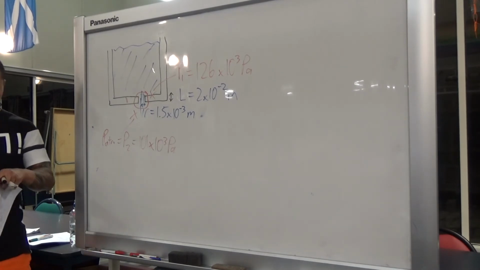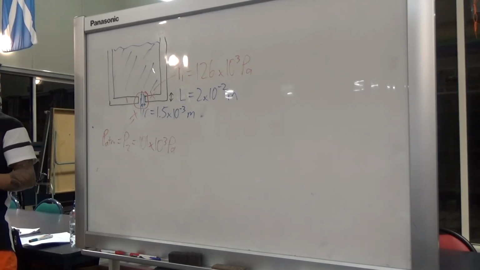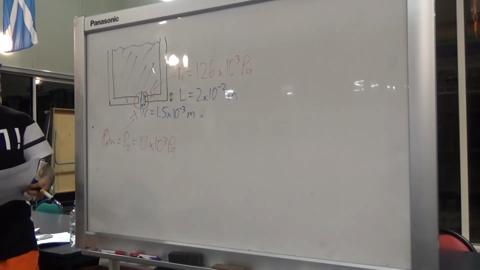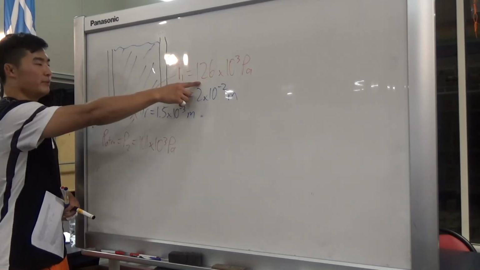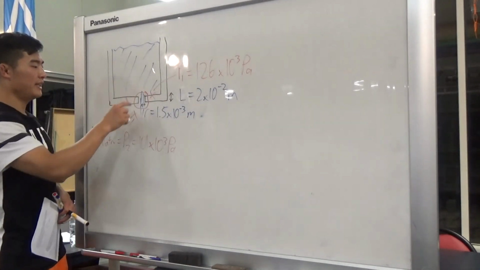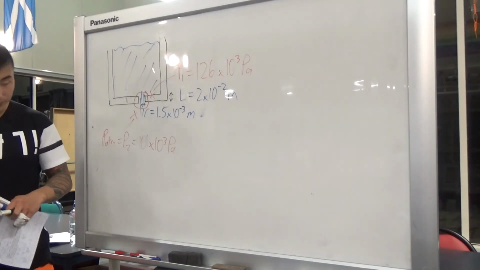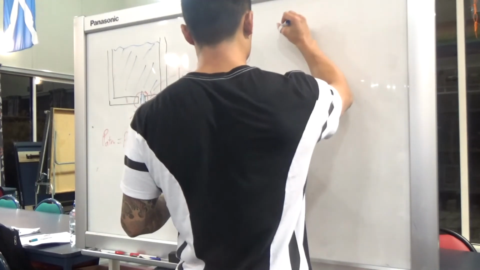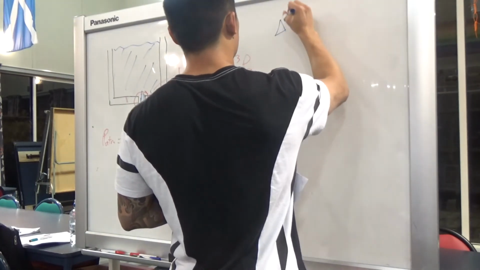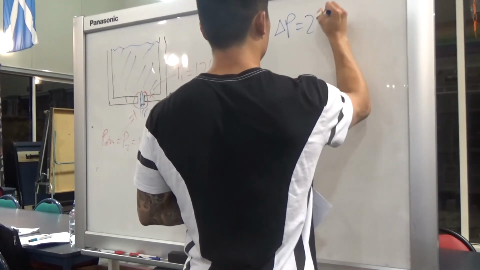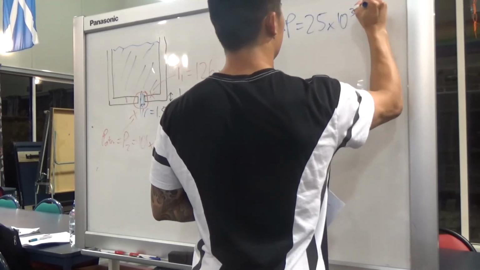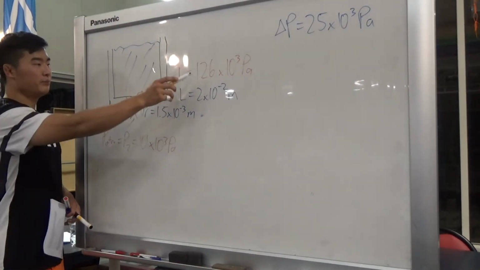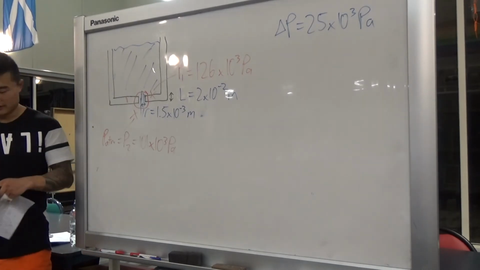Of course, if we have a viscous fluid, we're going to use the equation for viscous fluids, and that contains delta P, which is a difference in pressure. So we need to calculate the difference in pressure between this point and this point here. So delta P is equal to 25 times 10 to the 3 pascals. Okay, so that's the difference between point 1 and point 2.